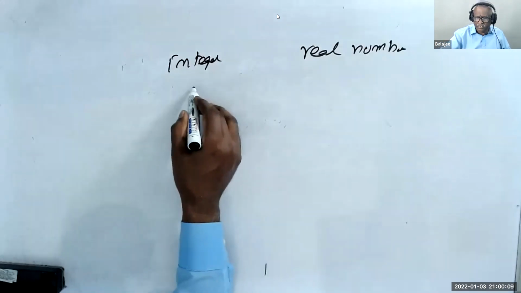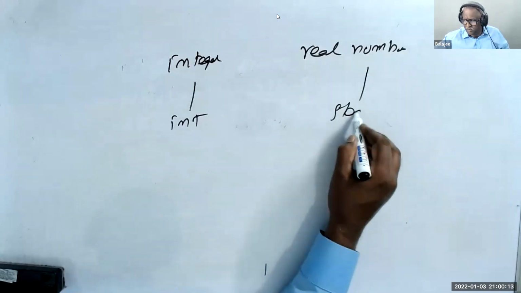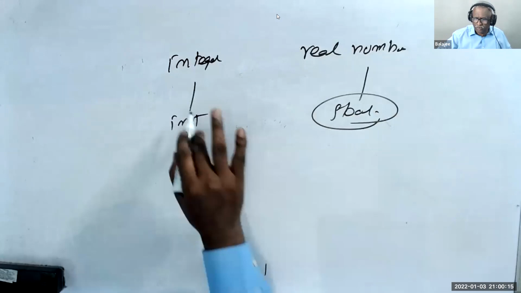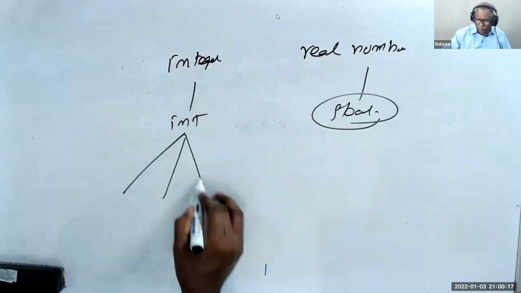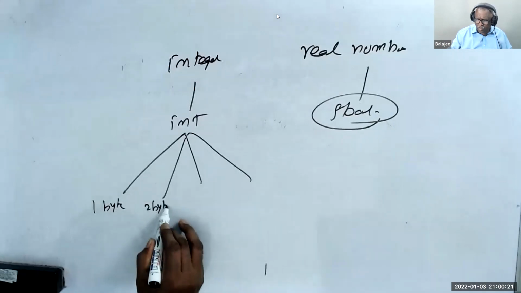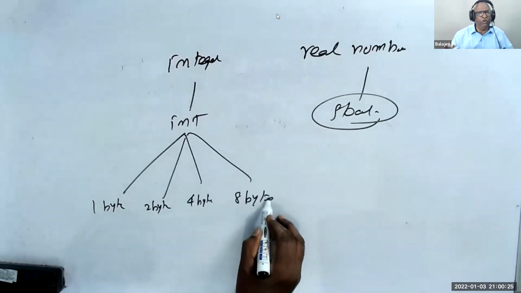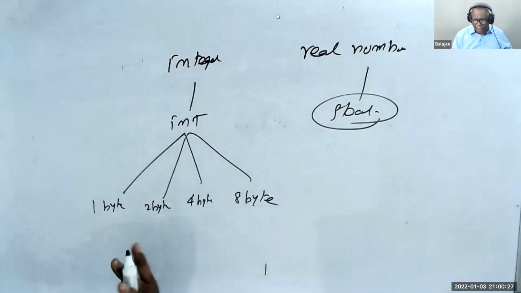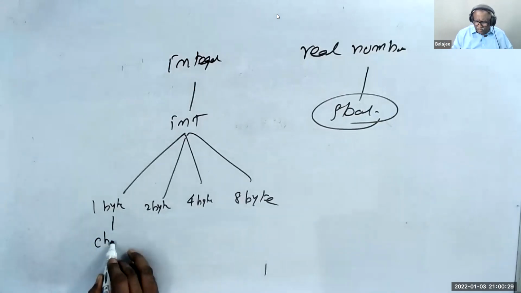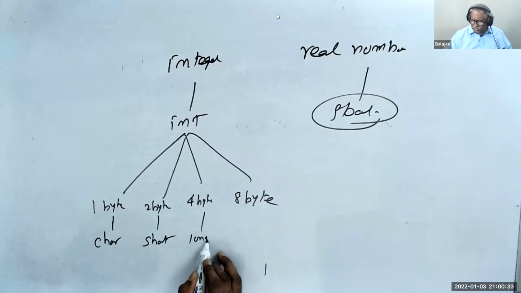Integer means int. Real number means float. We're going to discuss that later, not now. Integer has 4 types: 1 byte, 2 byte, 4 byte, and 8 byte. You cannot allocate, in C, 3 bytes or 5 bytes or anything. This is called char. This is called short. This is called int. This is called long.